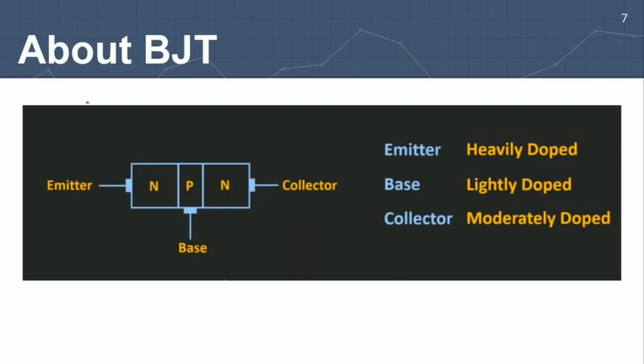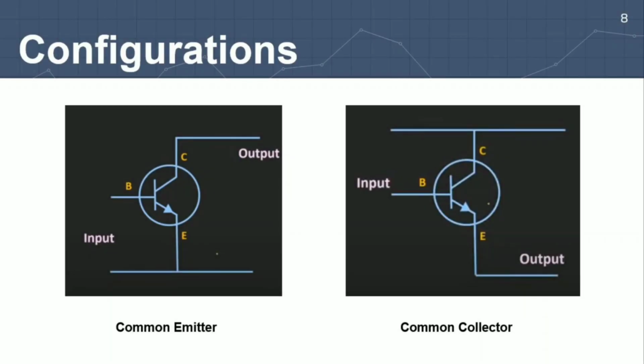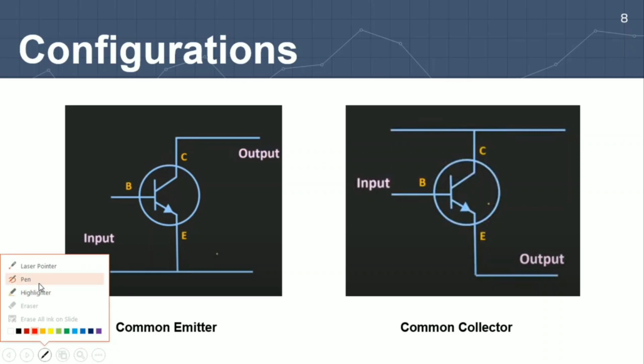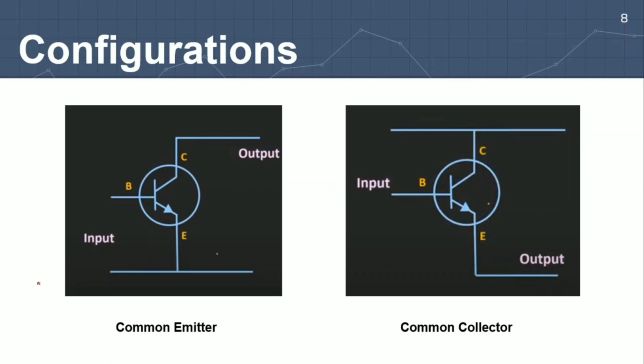I have already mentioned that the emitter is heavily doped, the base is lightly doped, and the collector is moderately doped. The next slide is the configuration of BJT. What is the configuration of BJT? Configuration says how the terminals of the BJT are connected within the circuit. There are three different configurations in BJT.